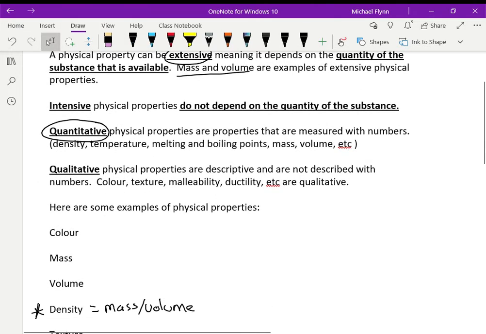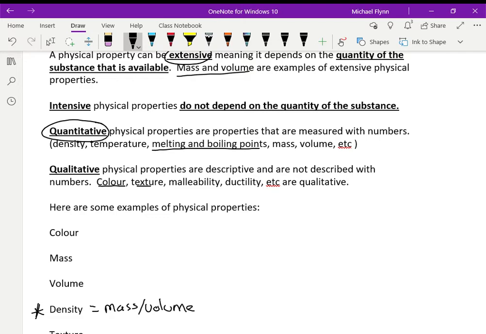So qualitative properties include color, texture, malleability, ductility. These are qualitative. Boiling points and melting points are quantitative. So if I say water boils at 100 degrees Celsius, that is a quantitative physical property of water, okay? It's also intensive. It doesn't depend on how much water you have. It just boils at 100, right? Whether you have a cup of water or a gallon of water, they'll both boil at 100 degrees, okay?